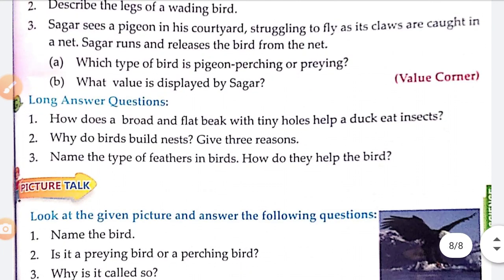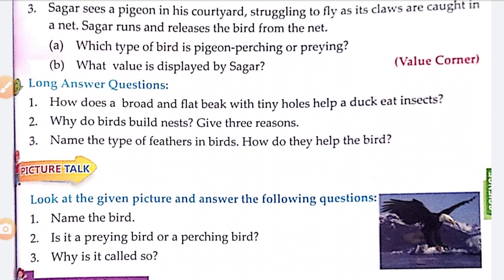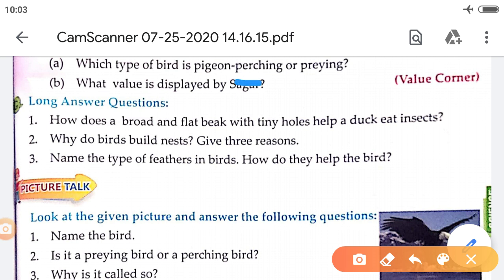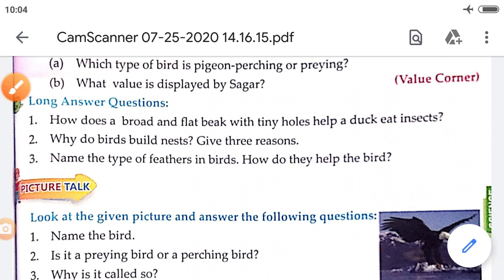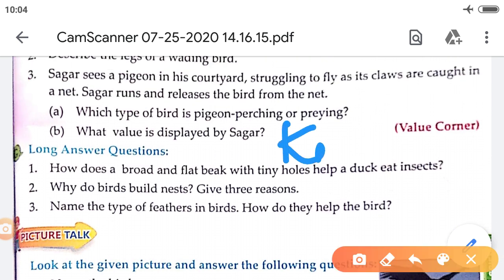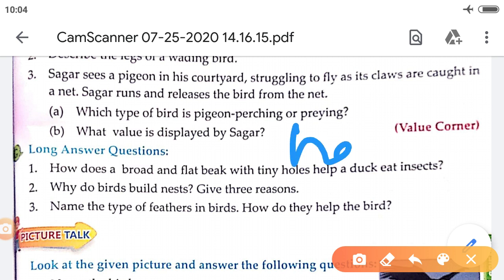Next, Sagar sees a pigeon in his courtyard, struggling to fly as its claws are caught in a net. Sagar runs and releases the bird from the net. Which type of bird is a pigeon? Perching or praying? It's a perching, not a praying bird. What value has been displayed by Sagar? Kindness. He showed mercy on it, so kindness and helpfulness.